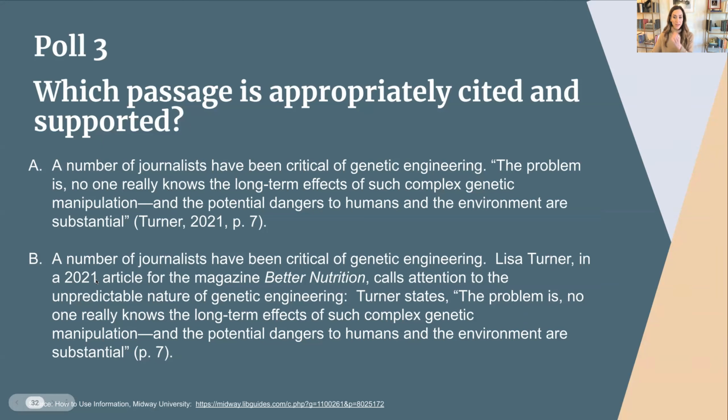Yeah. So this could have been done in several ways. It could have said Lisa Turner, parentheses 2021. But typically you're adding the year in APA after the last name of the author, and there's a couple ways to do that. In this example, it says Lisa Turner in a 2021 article. That is the citation, and then you include the page number after the direct quote. Another way you could do this is say Turner, parentheses 2021 right before the direct quote, which would also be correct. So that would be acceptable.